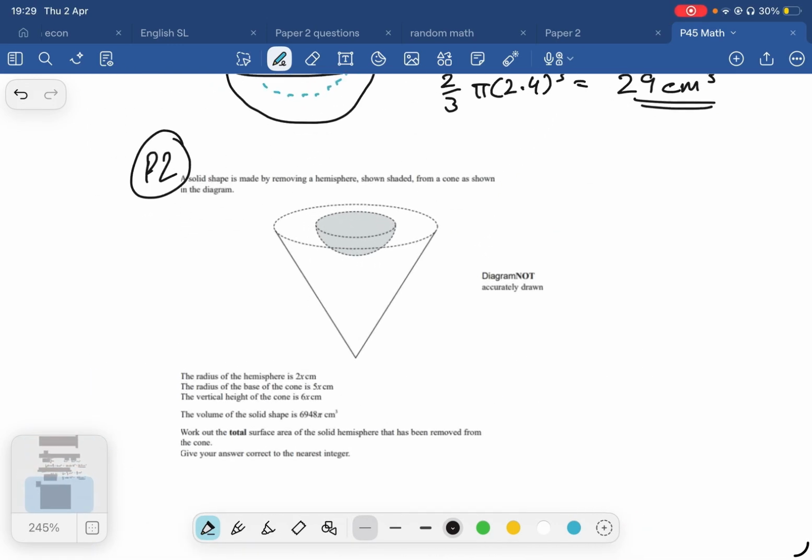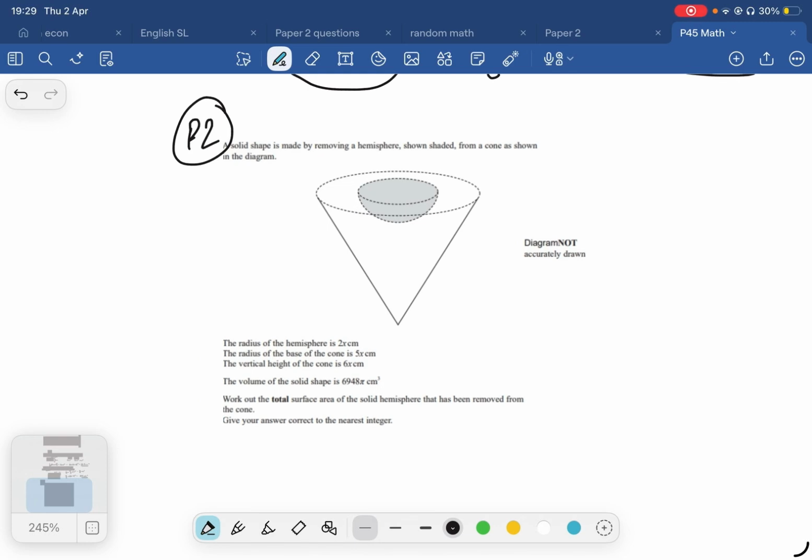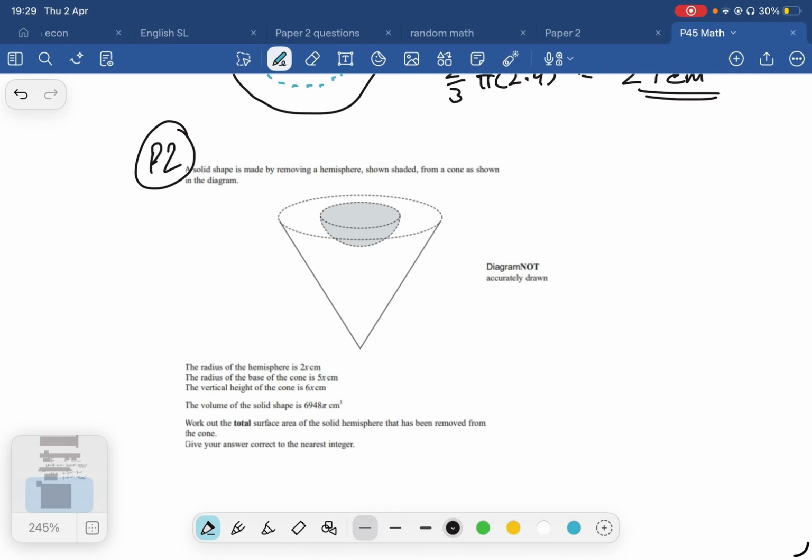Now we're going to move on to a more difficult example. This is actually a GCSE question because it's difficult to find an IB question that's purely just volumes and surface areas, because the IB tends to mix topics a lot. So they would do volumes plus maybe Pythagoras theorem or SOHCAHTOA or stuff like that.